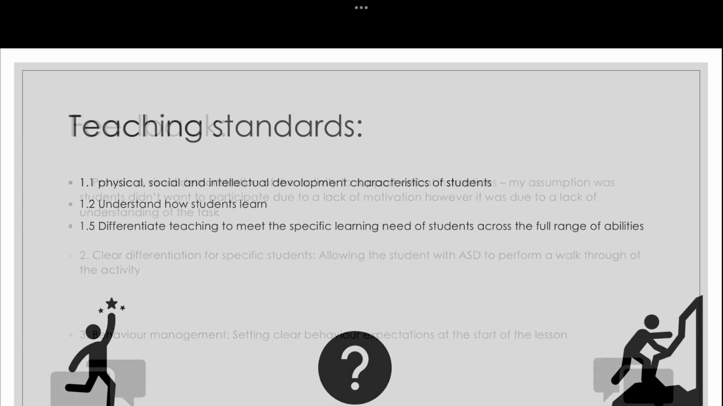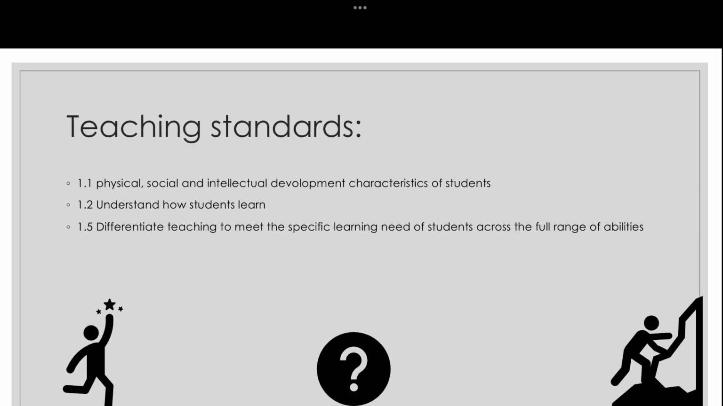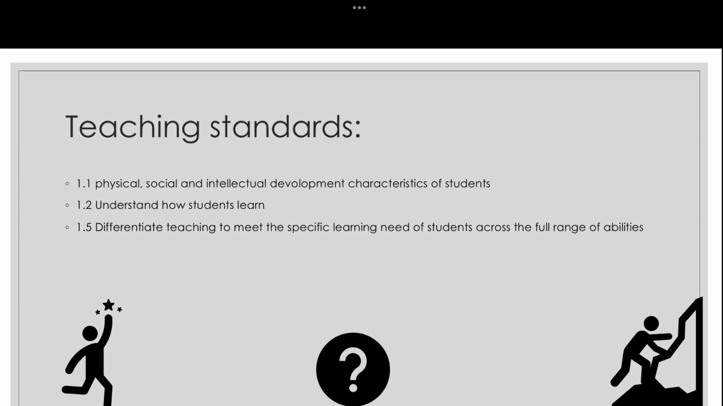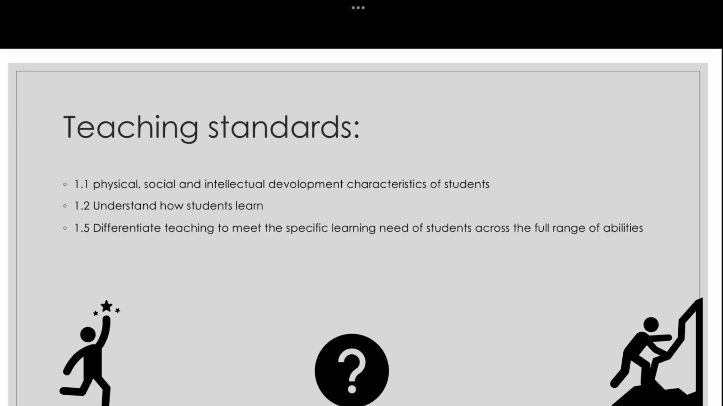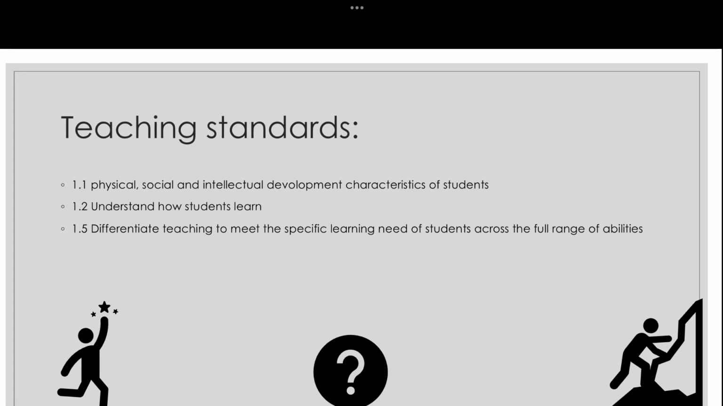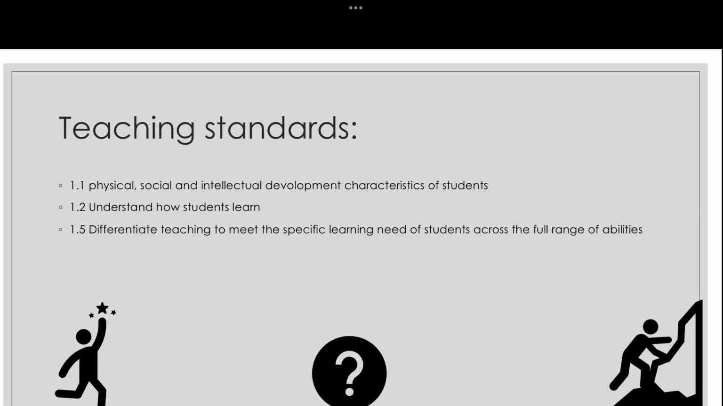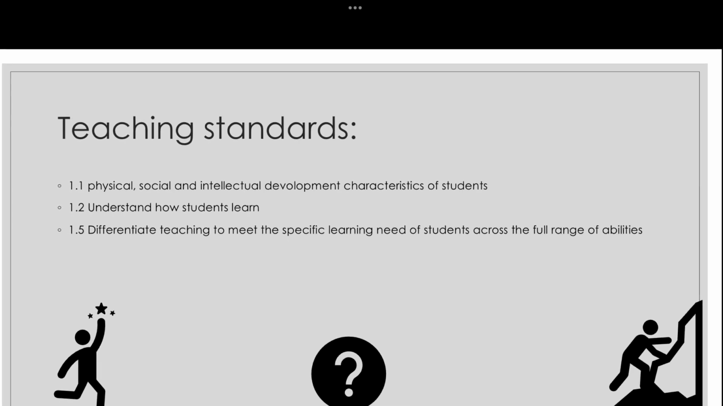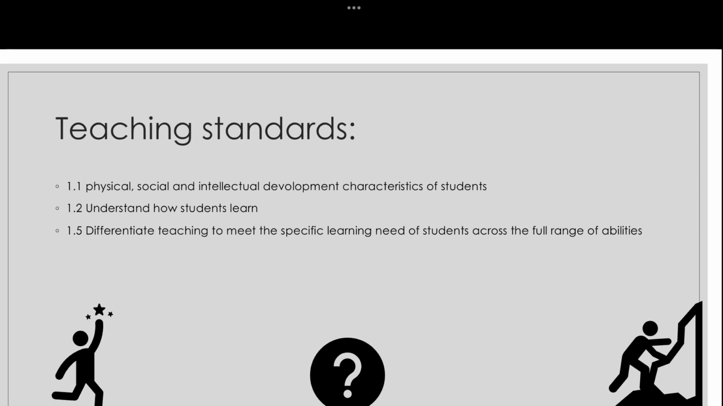Teaching standards. Teaching Standard 1.1, Physical, Social and Intellectual Development and Characteristics of Students, is about demonstrating knowledge and understanding of physical, social and intellectual development and characteristics of students and how these may affect learning. Within my practical lesson, I should have demonstrated my knowledge of how the students learn through performing a demonstration of the drills, as the students are very visual and need a visual stimulus to perform an activity. Allowing this would have demonstrated knowledge and understanding of how students learn.